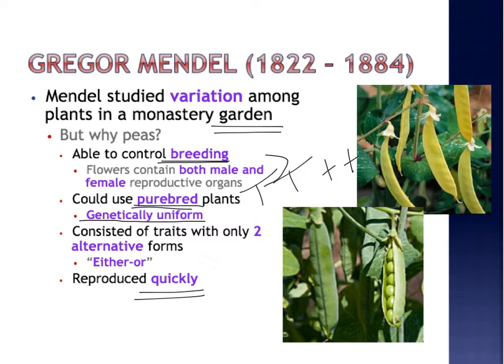And then also, one last thing, pea plants have traits with only two alternative forms. It was basically an either-or, so they were either tall or short. They either had purple flowers or white flowers. There was no in between, so that was also very important.